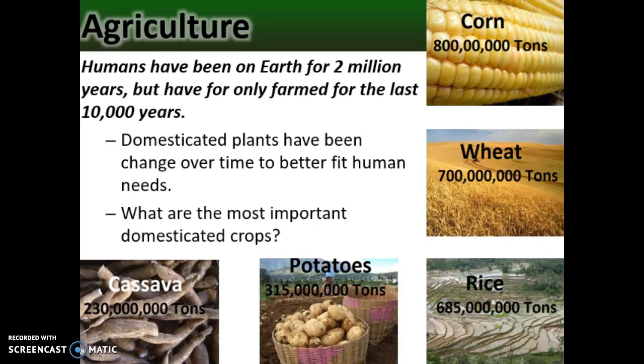Hi everybody. Today we're going to be talking about how humans and plants have interacted. One of the biggest interactions between humans and plants has been agriculture.